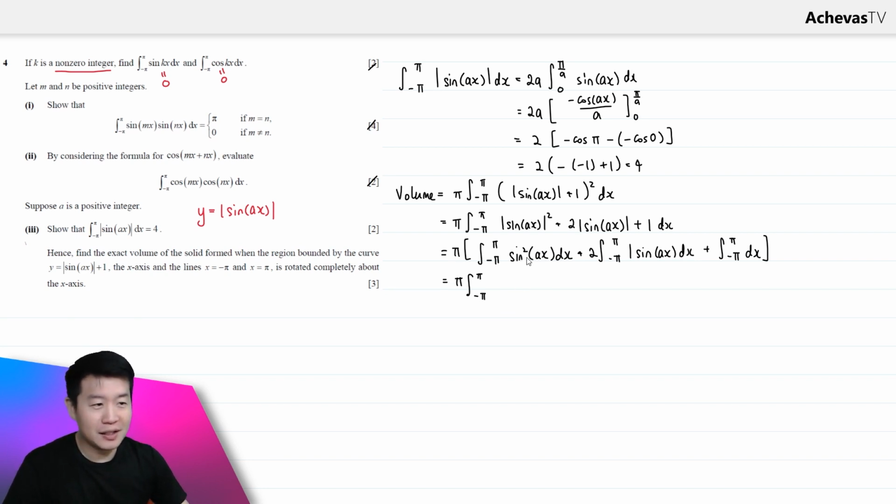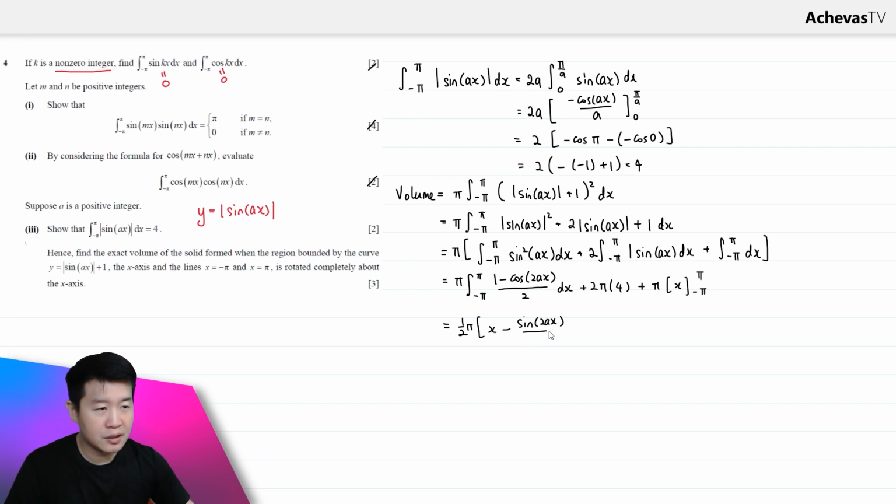so there's nothing for you to crush. This we are going to be applying the trig identity, the double angle. So this will become 1 minus cosine of 2ax divided by 2 dx, plus 2 pi. 2 pi, this we have already gotten the result, that is 4. Then plus pi of integration of this is just x, from minus pi to pi. I'm going to take out half, so half pi. Integrating 1 is x. Then integrating this is sine of 2ax divided by 2a, from minus pi to pi.